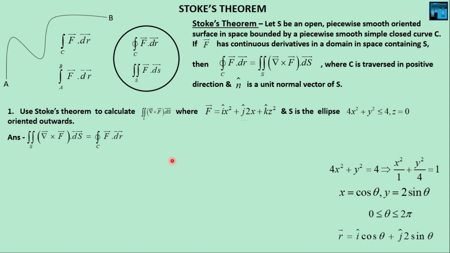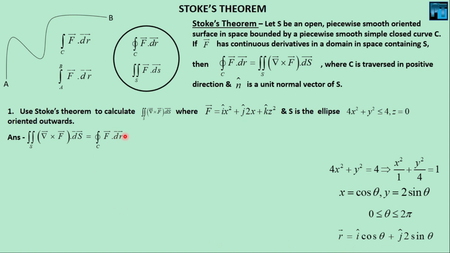In 2D actually there are 4 quadrants precisely. In 3D that will be 8 octants. Now since all the axes are involved here, the limit of theta will be 0 to 2 pi. So r can be written as, this r is not the radius, rather the general position vector. So r equals i cap x, that is cos theta, plus j cap y, that is 2 sin theta.